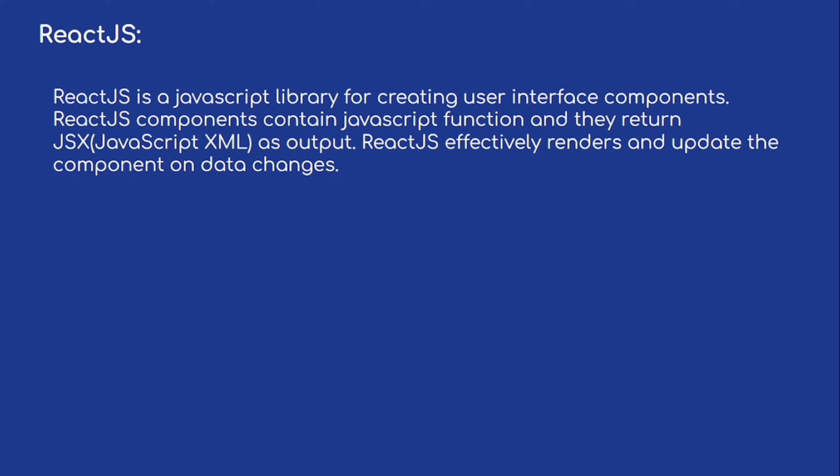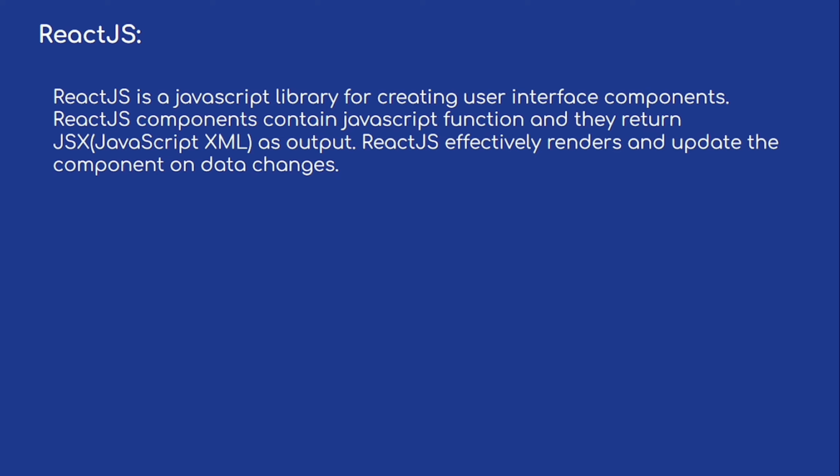A React component contains a JavaScript function and it returns JSX as the output. So here it is describing a ReactJS component. In general, a ReactJS component is a simple plain JavaScript function, and it returns JSX. JSX is optional, but the main thing to return from a React component is JSX only. That means the function can return a simple string, an expression, or JSX. But in most cases we return JSX only.